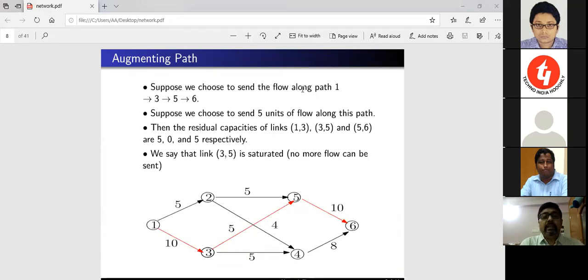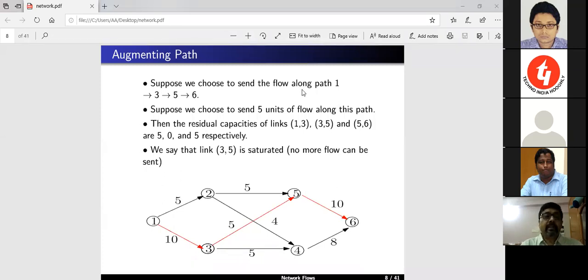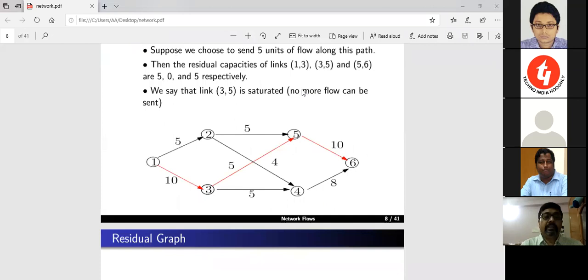So formally, what is done is we define what is called a residual graph. How do we find an augmenting path? Finding an augmenting path becomes difficult because some of the edges would be in the reverse direction, some of the edges would be in the forward direction. So which one do I take? So formally, we define what is called a residual graph.